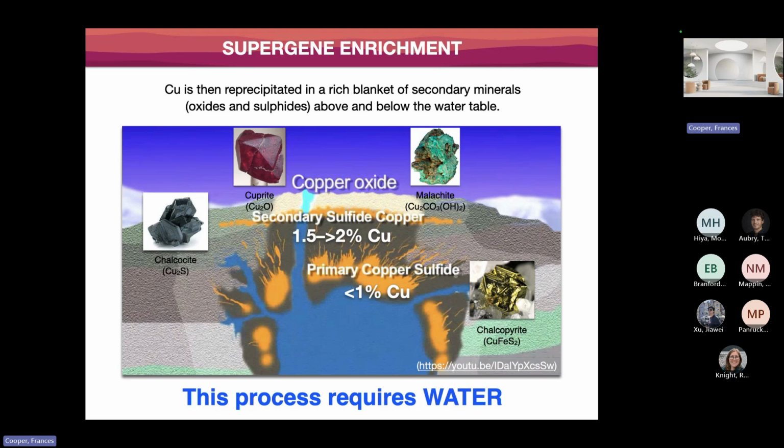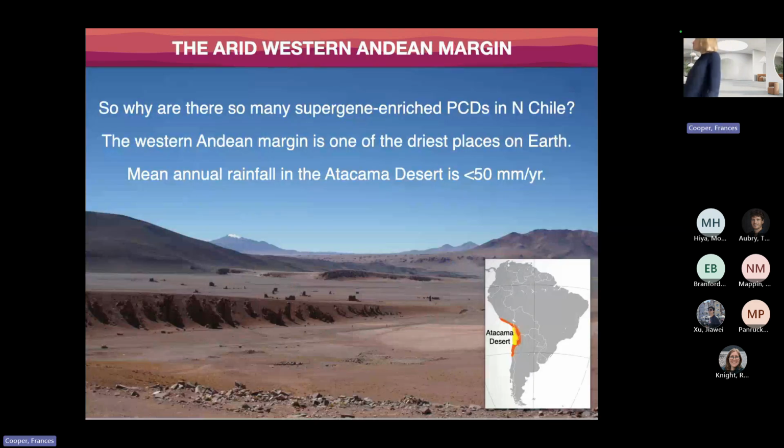So that liberated copper, as it percolates its way down, if it precipitates new minerals below the water table in the reducing zone, you'll get secondary sulfides like chalcocite. If it reprecipitates above the water table in the oxygenated zone, you'll get secondary oxides and carbonates. So this process requires water, clearly.